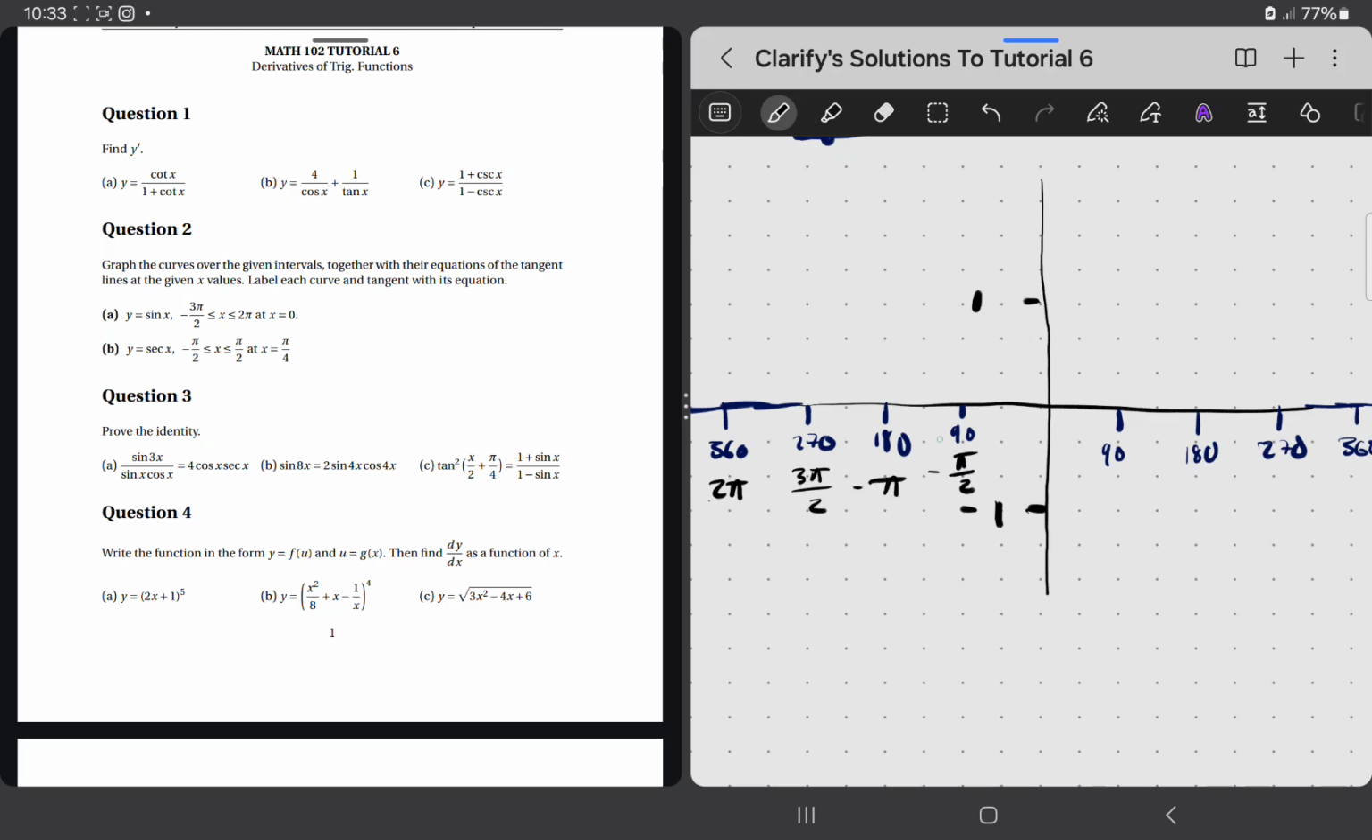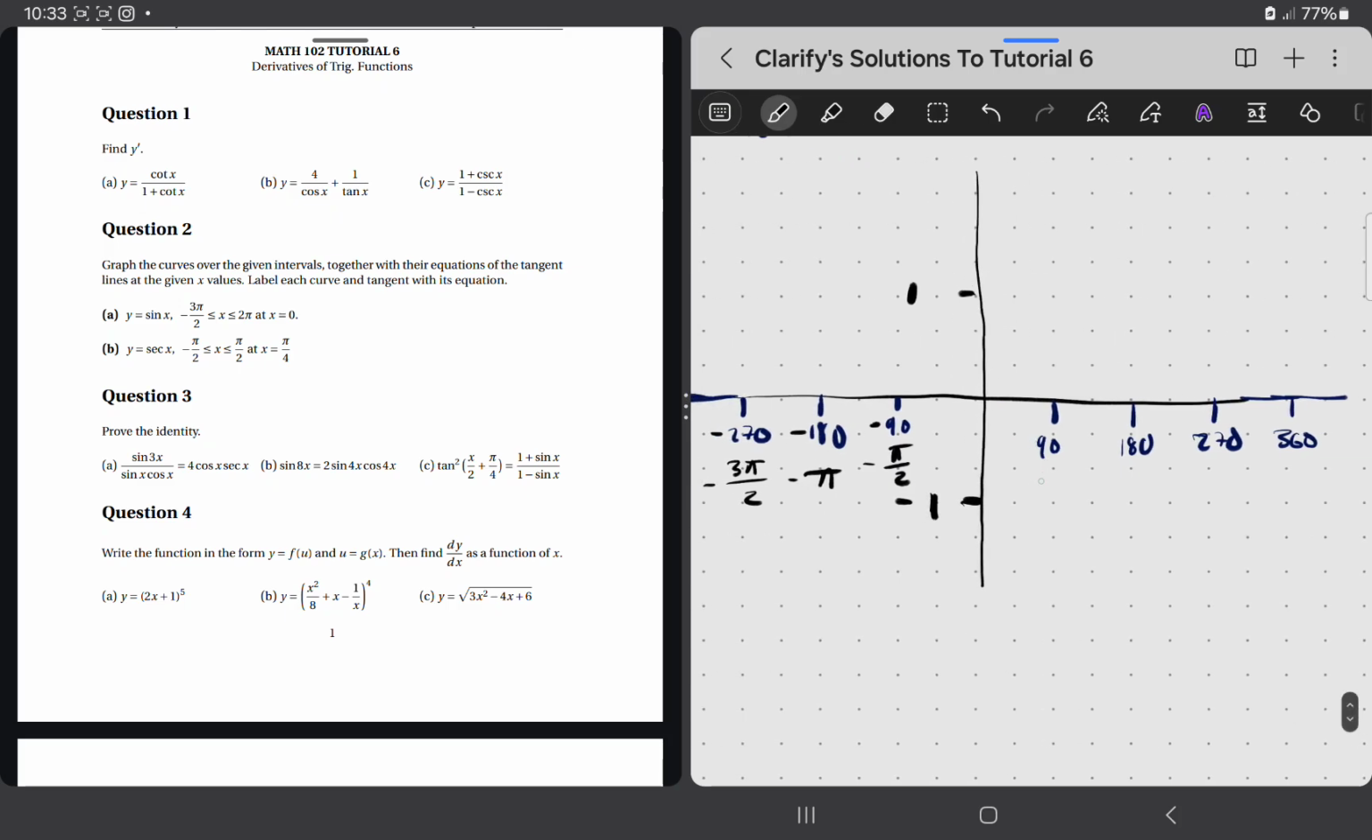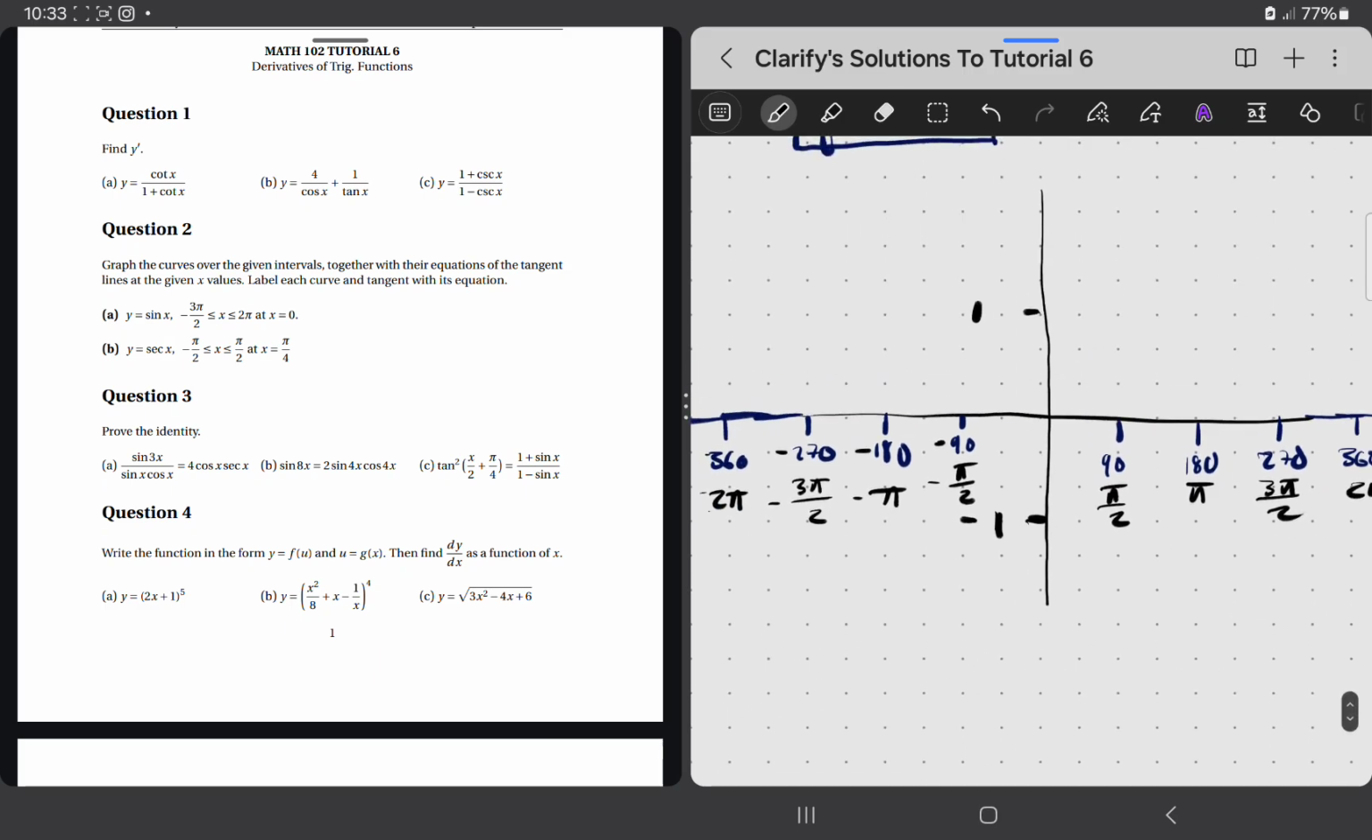But these are the negative ones, so you should say negative, negative, negative. Again, what is 90? It is pi over 2, but it's negative. What's 180? It's pi itself. Then this one, 3 pi over 2. Then this one, 2 pi. So here we have our values. You can put it in radians or whatever.